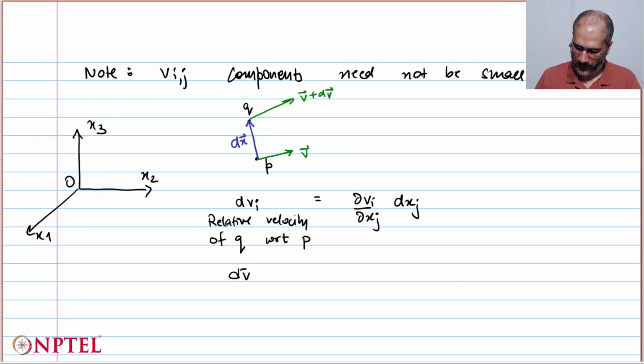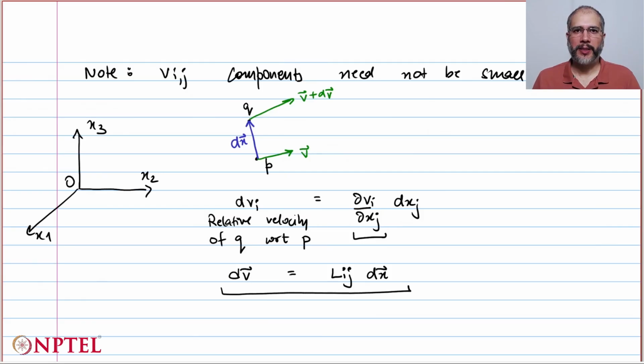So we can write dv in the symbolic notation as Lij, which we had defined in the beginning of the lecture, times the vector d small x. So the velocity gradient tensor helps us find the relative velocity of any point Q around the point P using the velocity gradient tensor and the vector dx, which is the vector joining the points P and Q. As I move my point Q, my d small x will change, but this quantity Lij is fixed for the point P, so this will not change.